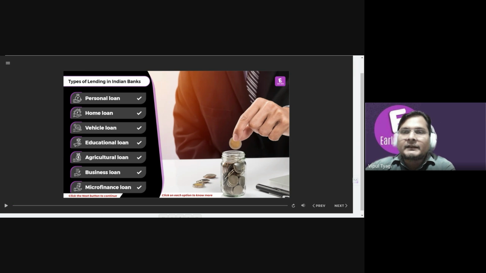From 30 years, 25 years, such kind of tenure. The interest rate on a home loan is around 8.5 to 9%. Right now it is around 9%. Home loan, personal loan is running around 14%. Okay. Next is vehicle loan. It is easily available. This is also a secured loan. Home loan is also a secured loan.